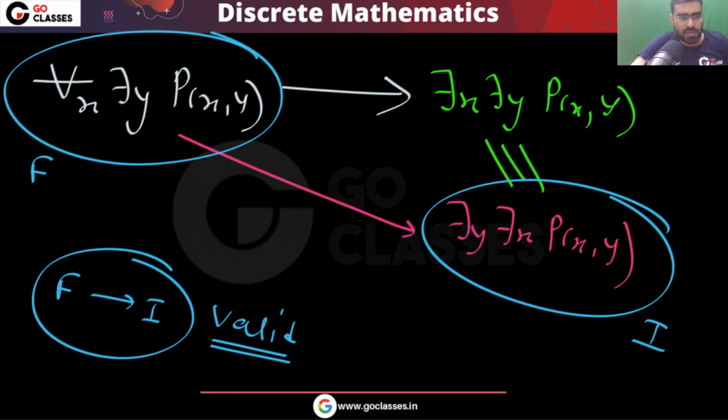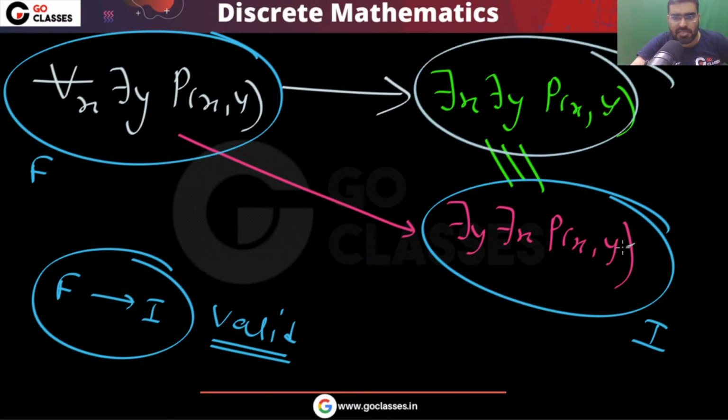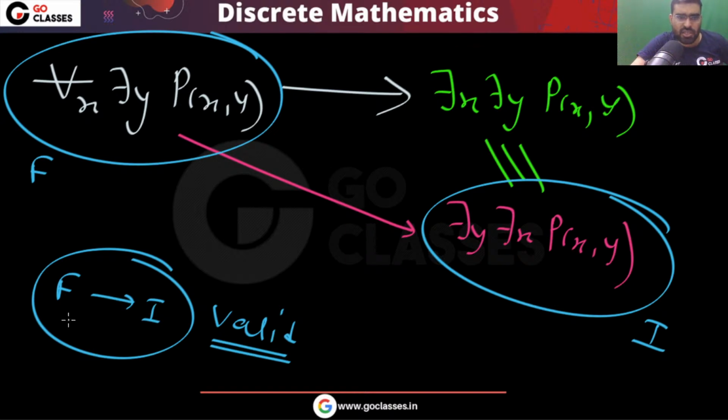So, very simple. You can easily see that for all x, there exists y, pxy implies for everyone there is someone. So I can say for someone there is someone. For everyone there is someone, so automatically for someone there is someone. Now, this is the same as this. So these two are basically the same. That is the reason you can see that F implies I is valid.